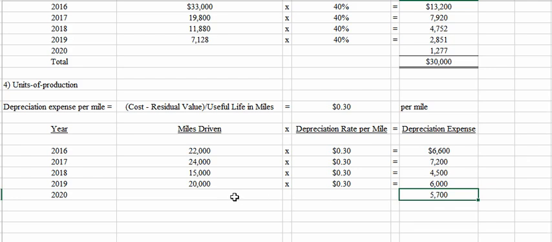If you multiplied the miles by the rate in 2020, then this total amount would be over $30,000, and we can't depreciate it any more than cost minus residual value. So this last year we just end up subtracting on this one as well, much like we did on the double declining balance.